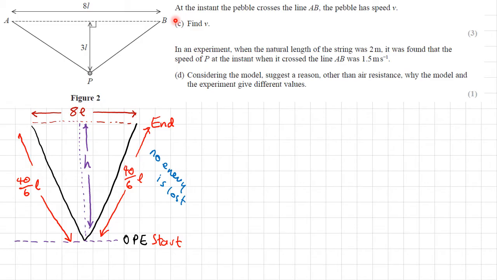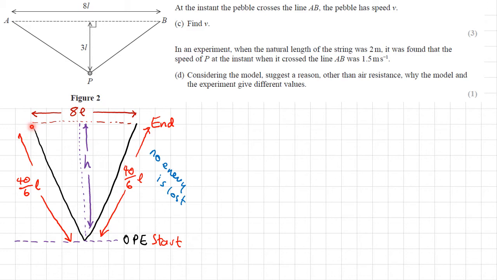Moving on to part C. At the instant the pebble crosses the line AB, which is this line here and this line here on my updated diagram, the pebble has speed v. Find v. Now we're going to be using energy to answer this question. So here's my updated diagram.